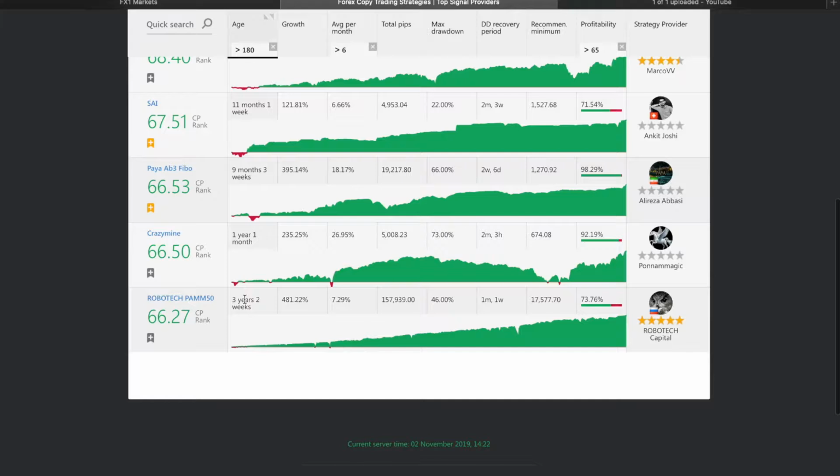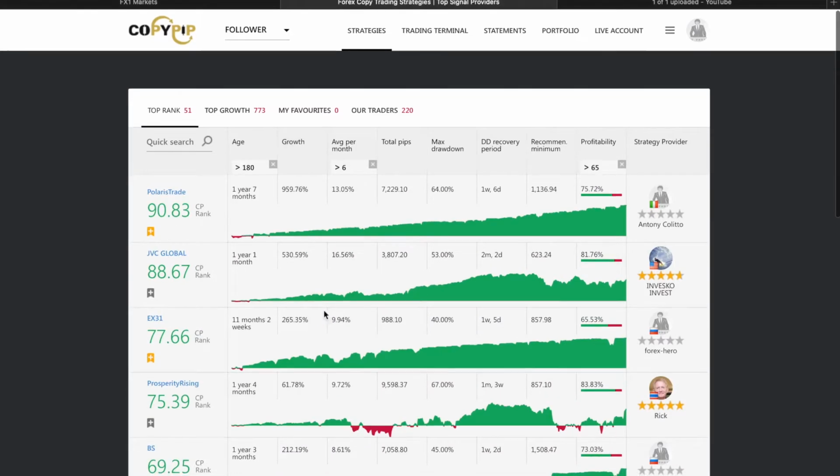And this trader at the end, 2 years and 2 weeks is a very long portfolio. It has almost 500%, almost 8% monthly, 157,000 pips being traded. So this trader is good. So I'm gonna add him to my favorite.